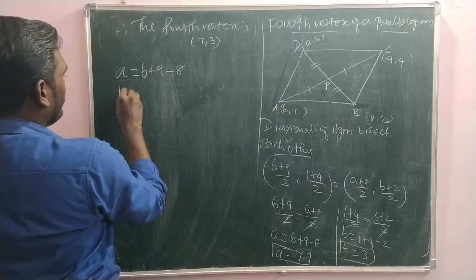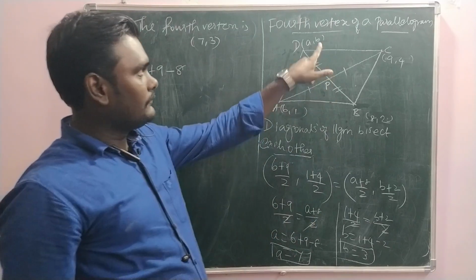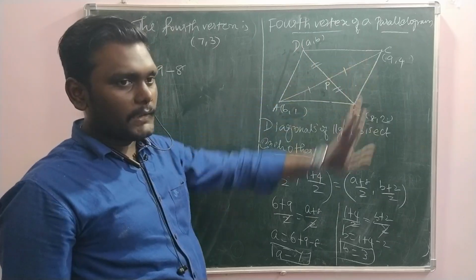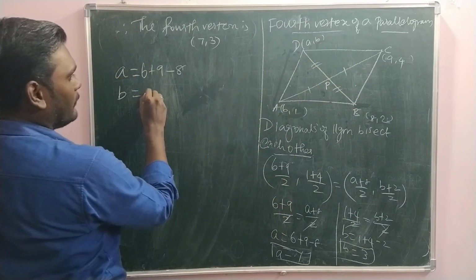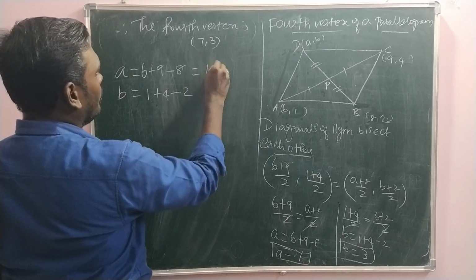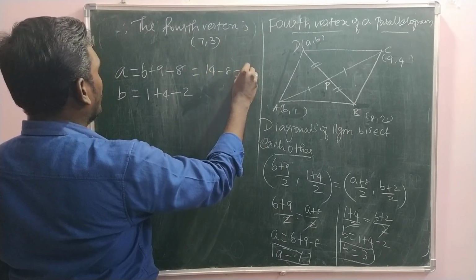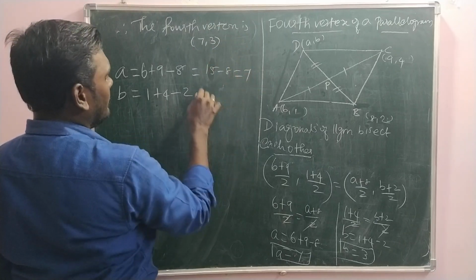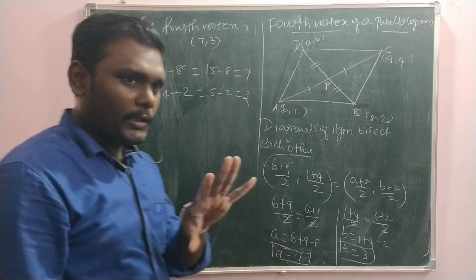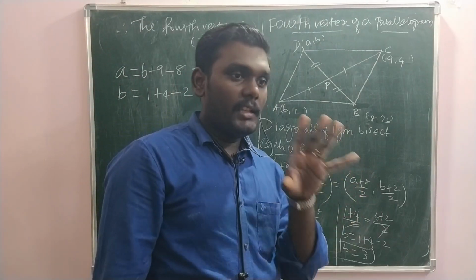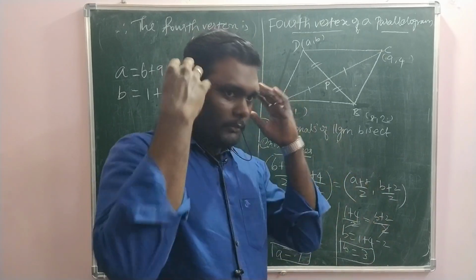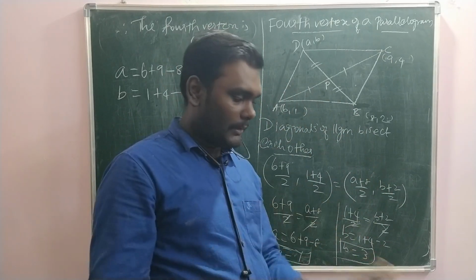8. And B is also the same. Who is adjacent for this point D? A and C, right? You just add the adjacent y coordinates, subtract the opposite. That's all. So it is 15 minus 8, which is 7, and this is 5 minus 2, which is 3. In case of MCQ, I am saying only in case of MCQ, not for descriptive, you don't need to memorize the formula. Simply add the adjacent, subtract the opposite.